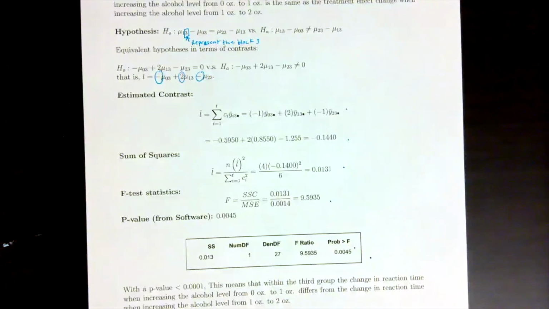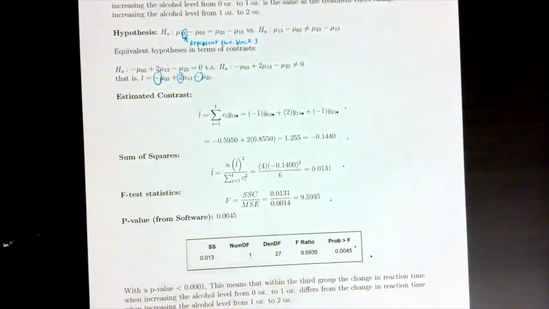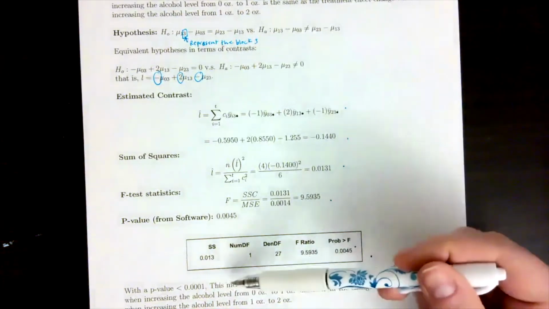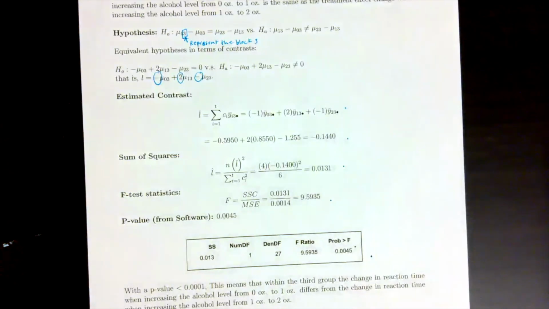Notice that in this example, our p-value is higher and our F ratio is smaller. Okay? That's just going back to the point that just doing the treatment effects doesn't explain everything that's going on within individual blocks. So here what we can conclude is that within the third group, the change in reaction time when increasing from 0 to 1 differs from when we increase from 1 to 2.